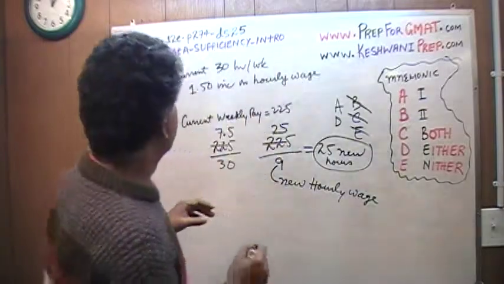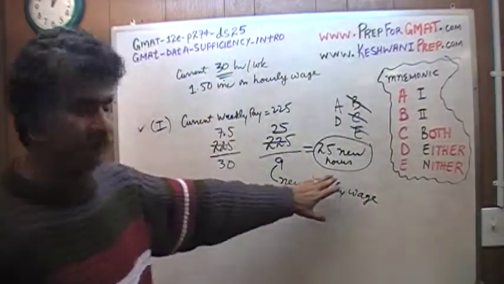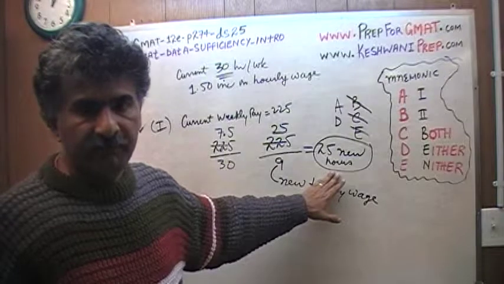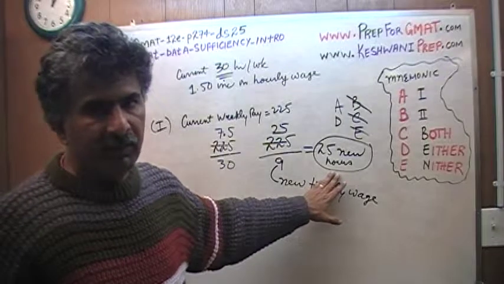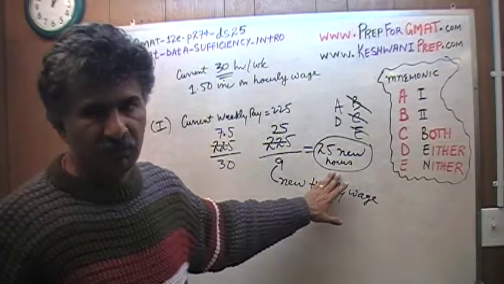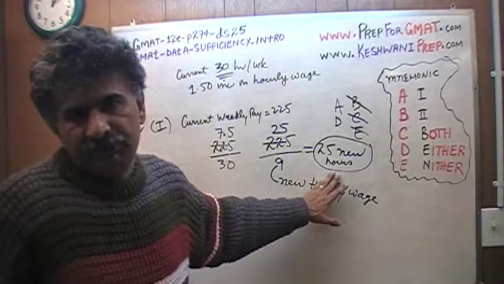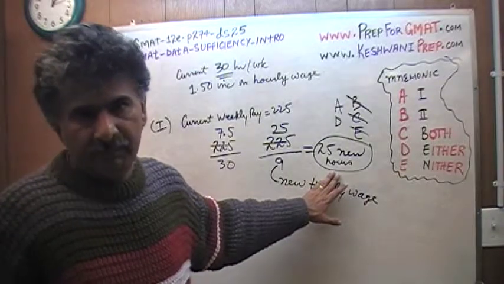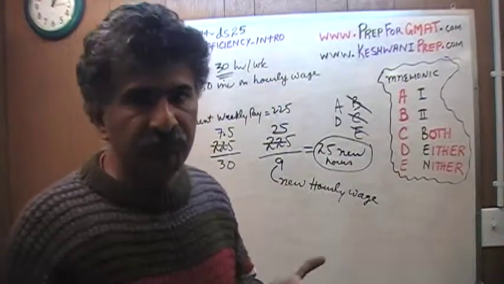So before she was working 30 hours, now we just found out that if she gets a $1.50 increase and if she wants to maintain her same wage as before, which is $225 per week, then she can just work 25 hours and still make the same amount of money. In other words, she has to work 5 fewer hours.